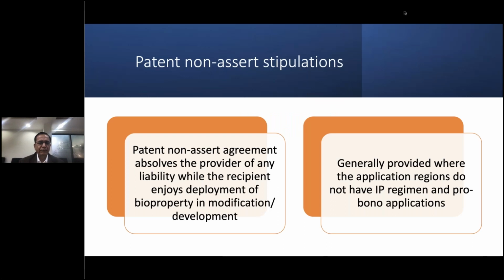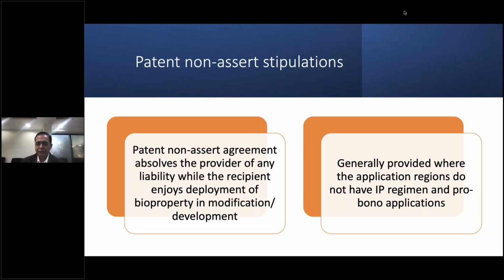Now, in many cases, if I were an institution providing bioproperty to an entity, either public or private, in a country about which I'm not very familiar with the bioproperty restrictions, biosafety covenants, and also the contractual enforcement frameworks, I do enter into a kind of patent non-assert stipulation where the bailment doesn't exist, but I agree not to enforce my rights against the user. Normally the patent non-assert stipulations help the user to enjoy the possession of the bioproperty and deploy it in their research or commercialization, but absolve me of the responsibility, or keep me away from the legal limitations that prevail there.